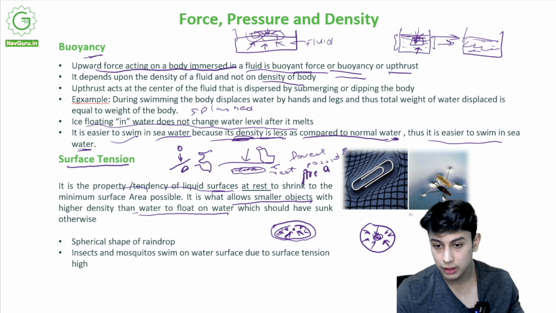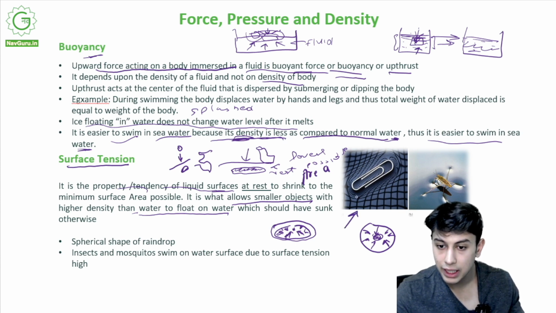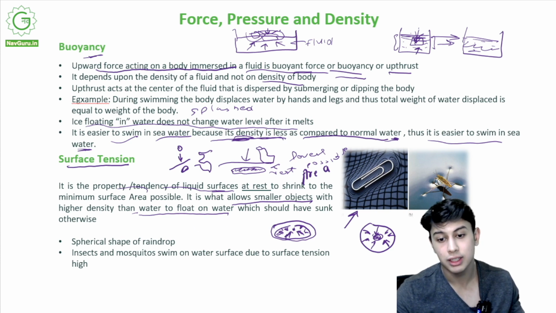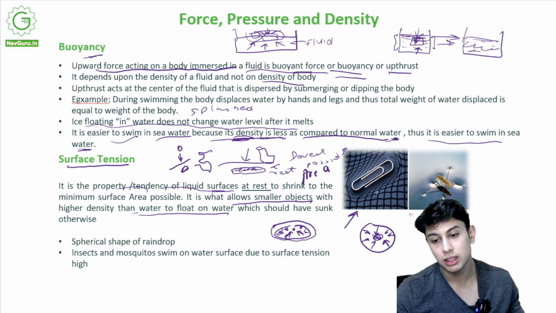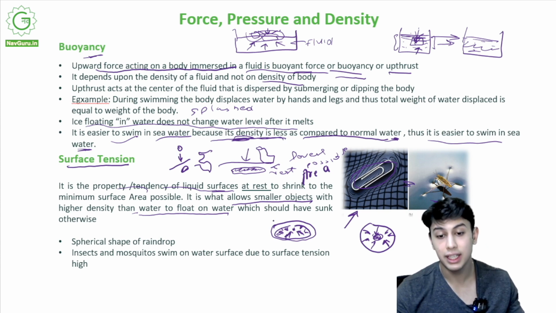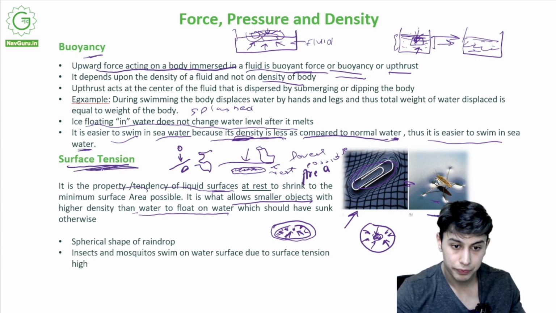Like if you can see over here, a paper clip or a mosquito, the mosquito is floating on water. He is not drowning. This paper clip is not drowning. If you throw a paper clip at sea, it will keep floating, it will not drown. Why? This is due to surface tension. These things might have a higher density. It is a solid, it is also solid, it has higher density, but the property by which these things do not sink is surface tension. Always remember that.